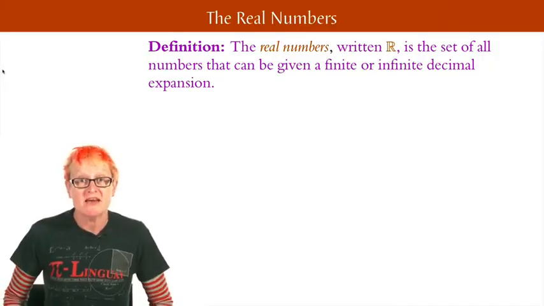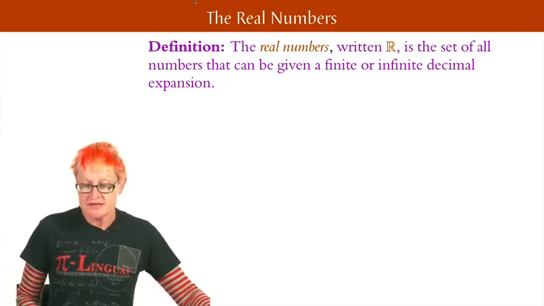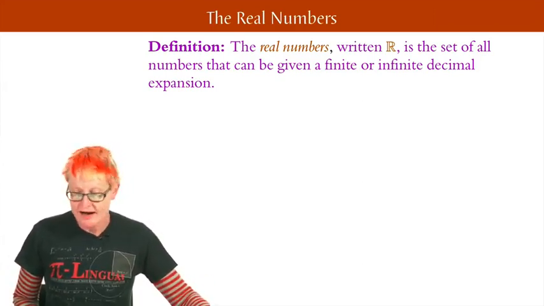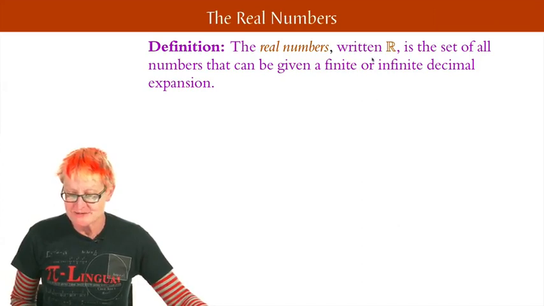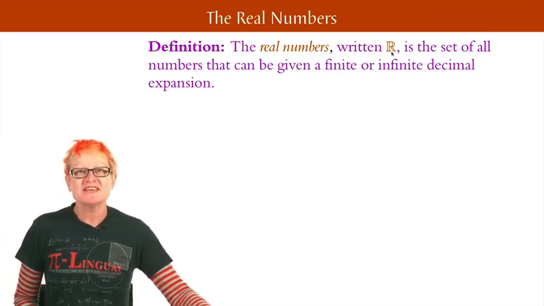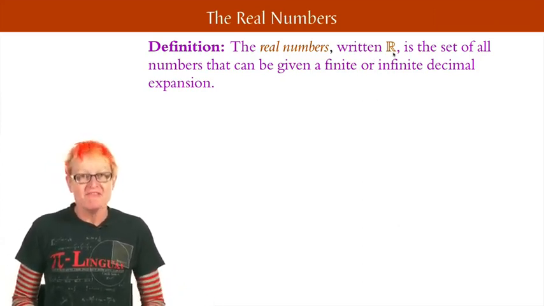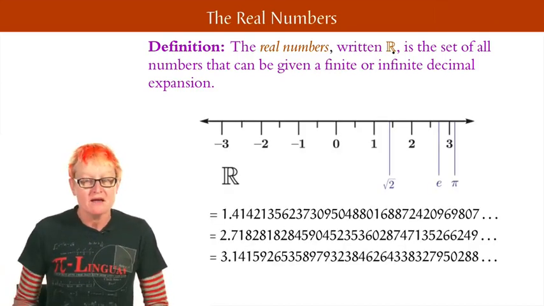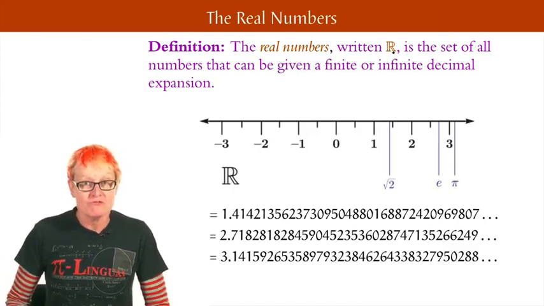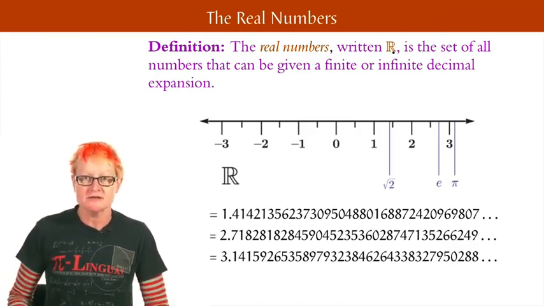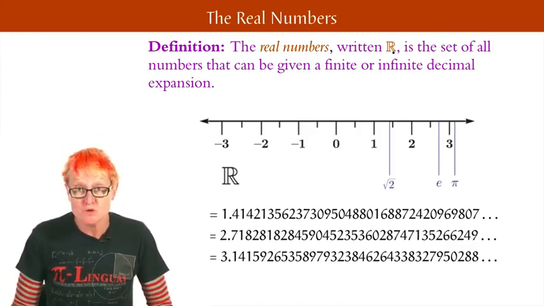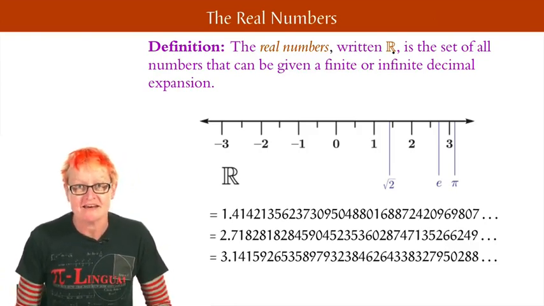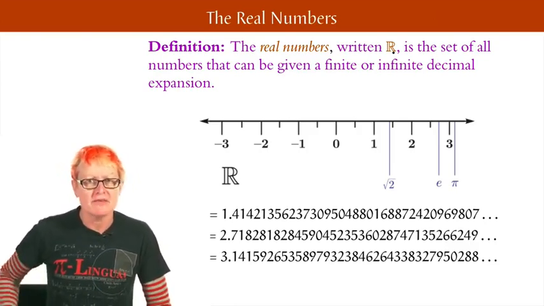Now, to begin at the beginning, the real numbers, written blackboard bold R, is the collection of all numbers that have a finite or infinite decimal expansion. Among those with infinite and non-repeating decimal expansions, the real numbers square root of 2, pi and e, the base of natural logarithms, are the best known.